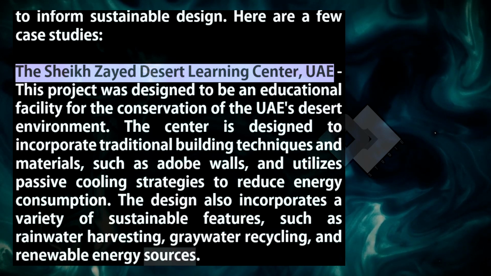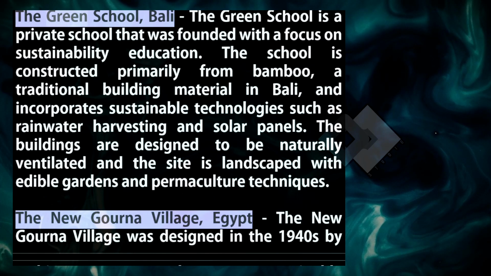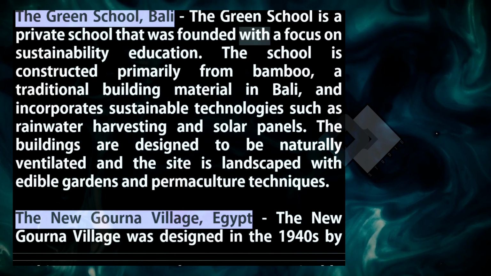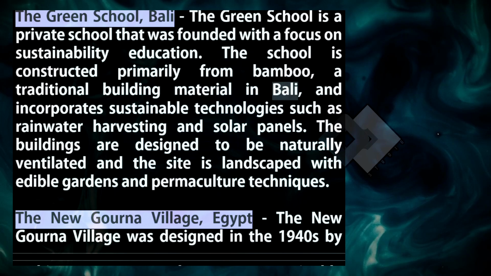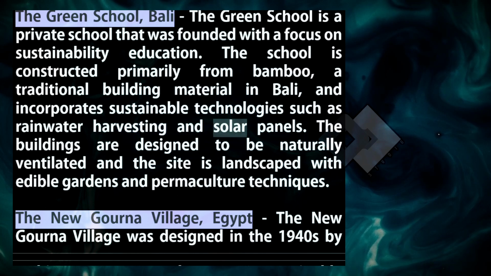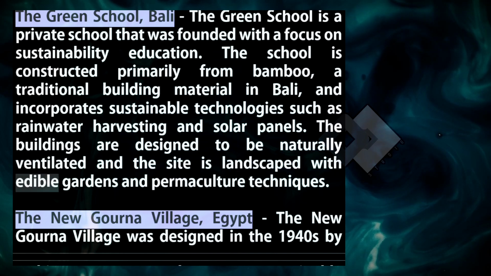and renewable energy sources. The Green School, Bali. The Green School is a private school that was founded with a focus on sustainability education. The school is constructed primarily from bamboo, a traditional building material in Bali, and incorporates sustainable technologies such as rainwater harvesting and solar panels. The buildings are designed to be naturally ventilated, and the site is landscaped with edible gardens and permaculture techniques.